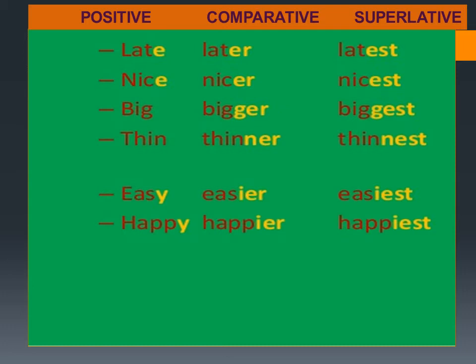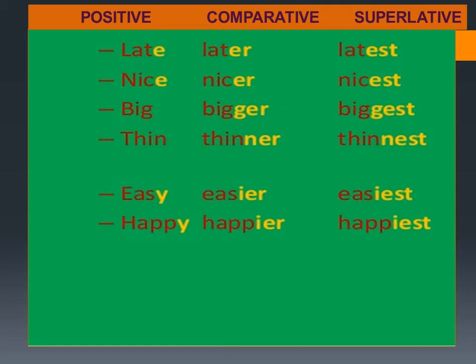Next, look at the next example, children. Easy, easier, easiest. Happy, happier, happiest. Now in these examples, children, the last letter of the words is Y. Can you see? Easy, the last letter is Y. Happy, the last letter is Y.